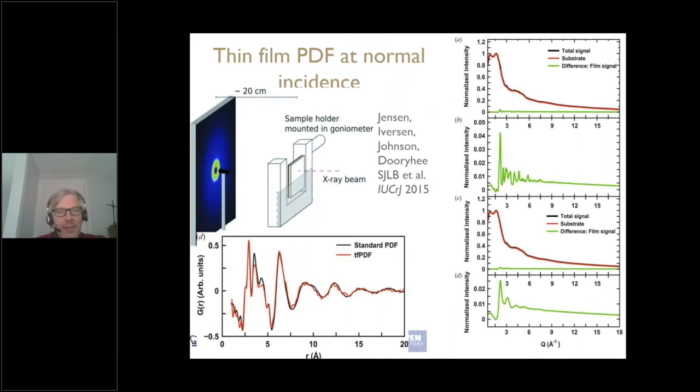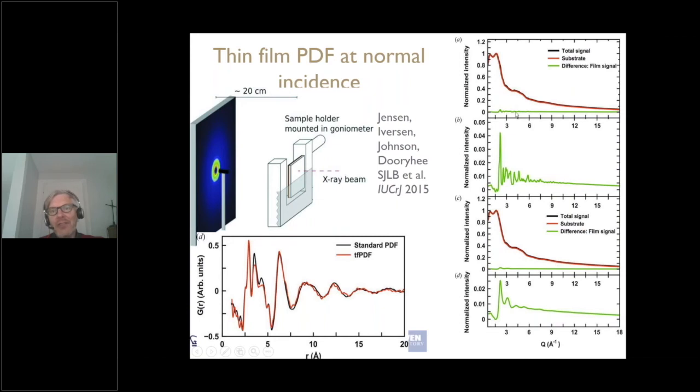If you're able to actually do high throughput, you can do a thin film geometry. So what we also demonstrated as recently as 2015 is thin film PDF, where you go in transmission mode through a very thin film that's sitting on a substrate, and we were able to extract a signal from the film. There are two diffraction patterns here, a red one and a black one. The red one is just the substrate, and the black one is the substrate with the thin film, and you can see the signals are almost identical.